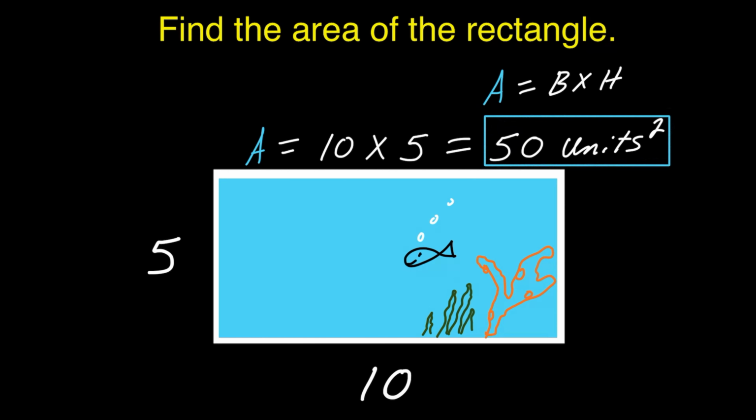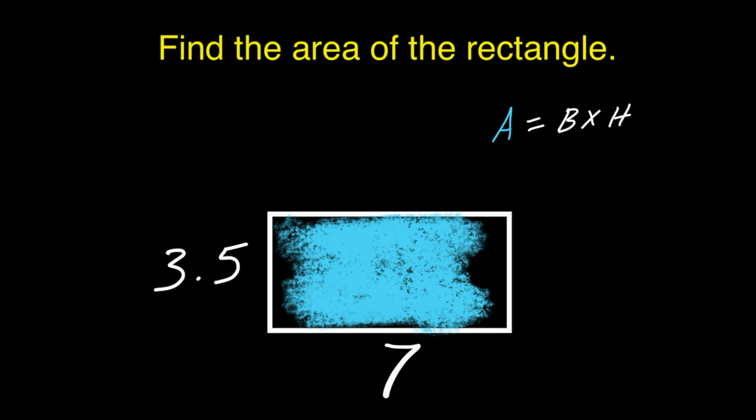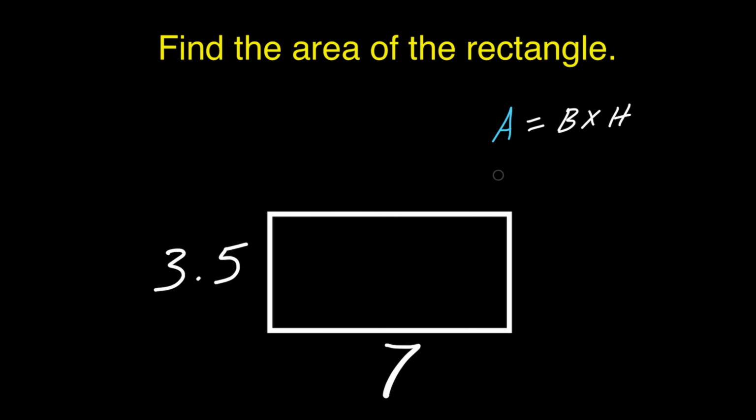Now let's try another example. Again, over here we're told to find the area of the rectangle. Now over here we've got a base of 7 and a height of 3.5. And again, the area is going to be all that space inside of a 2D shape. All that space. Now we've got the formula written out over here. Area equals base times height. So let's go ahead and solve this.